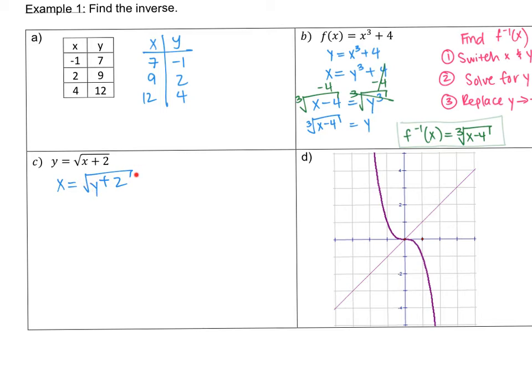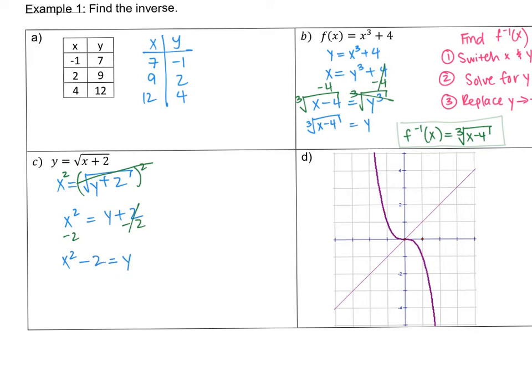But first I have a square root. If you remember how to get rid of a square root, you just have to square it. If you square a square root, they cancel, but you have to square the other side as well. So I have x squared equals, anything that was inside the root comes out, so y plus 2. And then I need to subtract 2 from both sides. So this is x squared minus 2 equals y. And then I have y by itself.